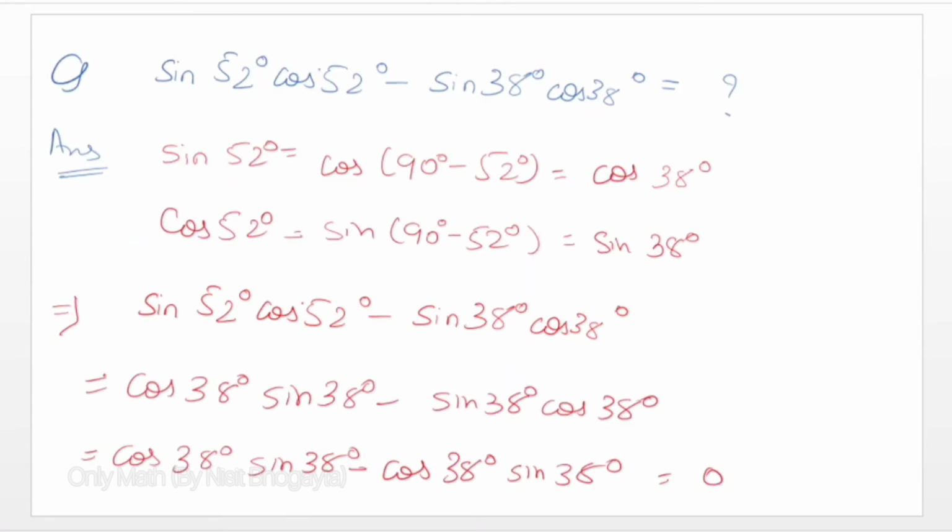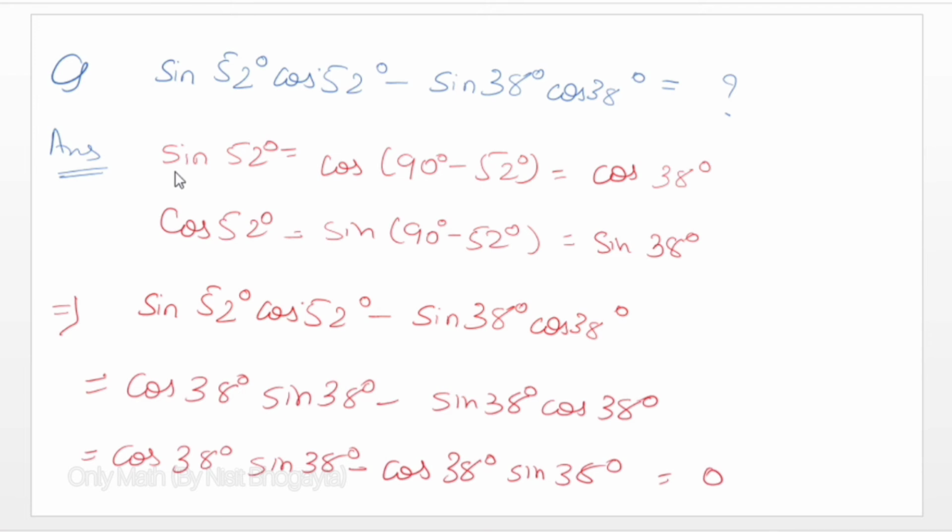Let's take a glimpse of that. Last question, we have sine 52 degrees times cos 52 degrees minus sine 38 degrees times cos 38 degrees. So here you can do two things. Either you can convert this sine 52 into cos 38 and convert this sine 38 into cos 52, so you will have the same things. Or you can convert sine 52 into cos 38 and cos 52 into sine 38. So that's what we have done right now, but you can use any other combination if you want.